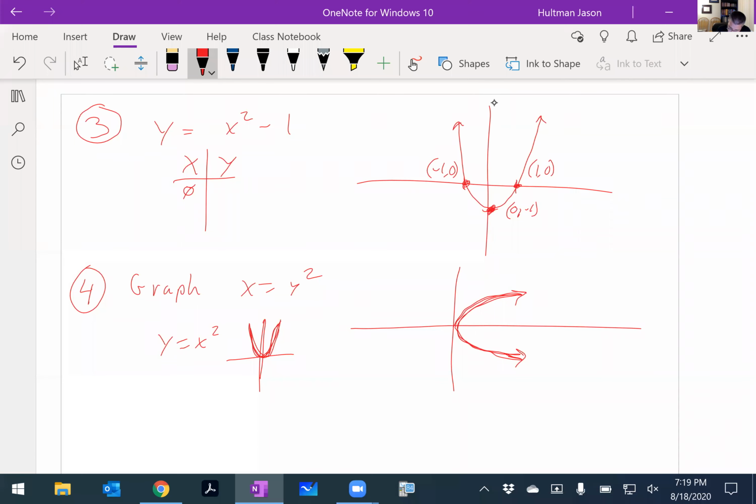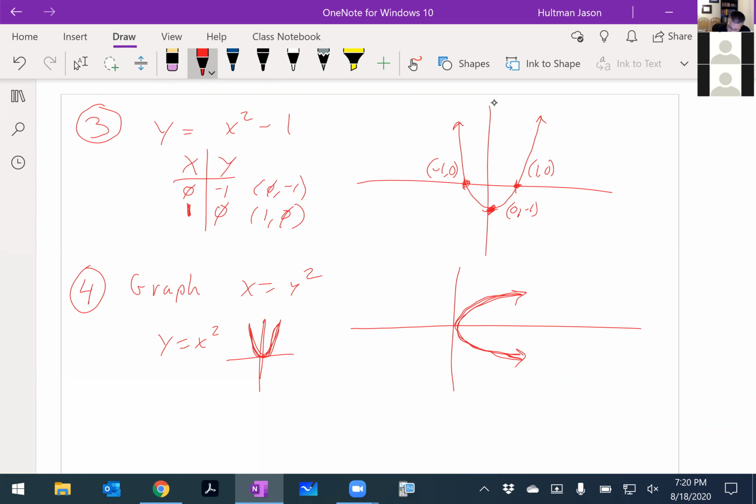Well, I get minus 1. Yeah, exactly. Okay, -1. What happens if I plug in 1 here? What's 1 squared minus 1? 0. Very good. So this would be 0, -1, 1, 0.